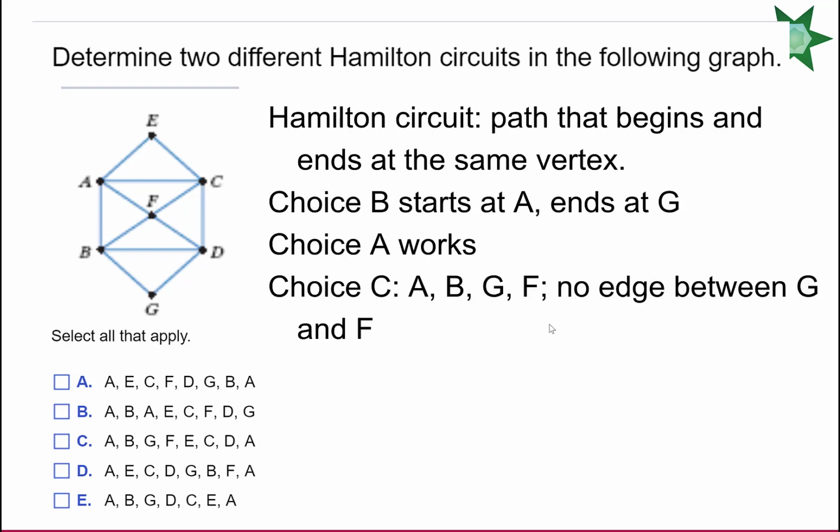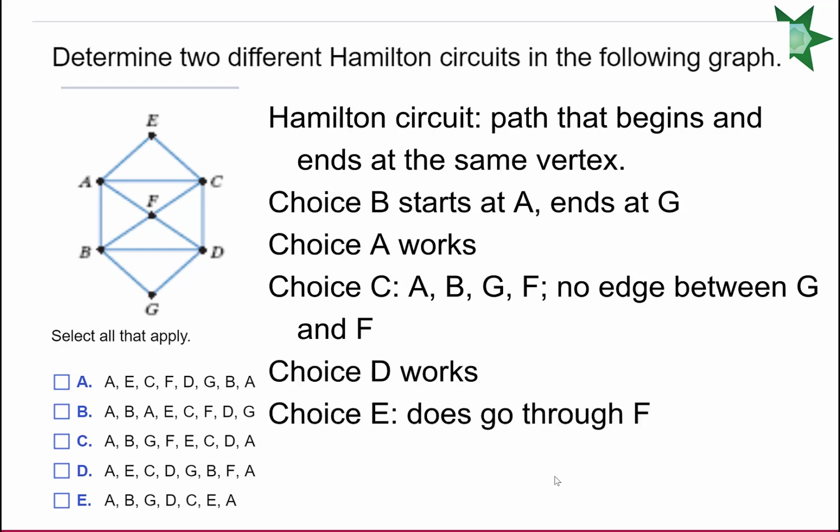How about C? If you follow it along, it goes from G to F, and there is no edge between G and F, so we can't use C. D will work. You can go ahead and check that one. And E does not go through F. So the correct answer here is going to be A and D.